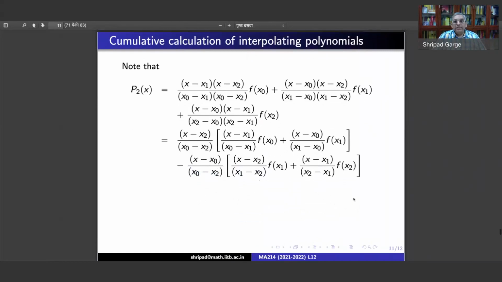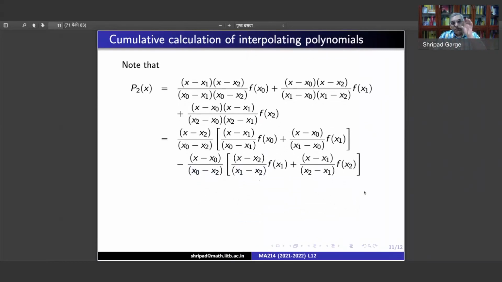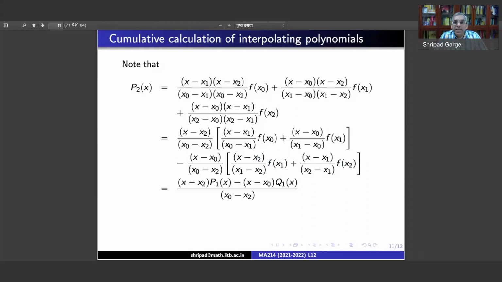So if you write it down, you see that these two expressions of P2 of x are correct. The thing we have here in the first square bracket is the linear polynomial interpolating the function at x0 and x1. And the thing in the second square bracket is the linear polynomial interpolating your function at x1 and x2. So we again have a similar formula: x minus x2 into P1 of x minus x minus x0 into Q1 of x, and the denominator is the same, x0 minus x2.